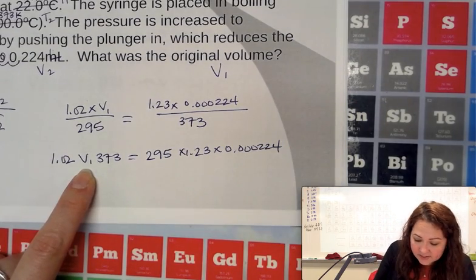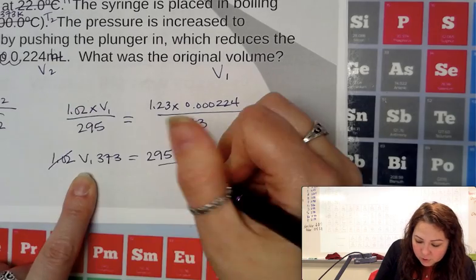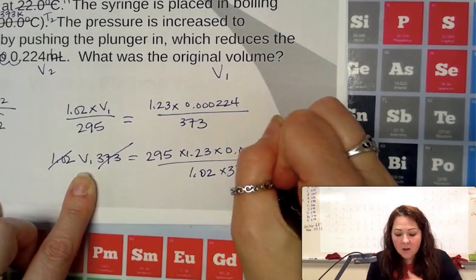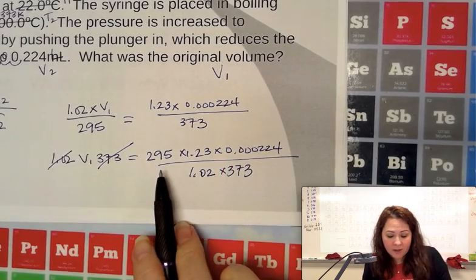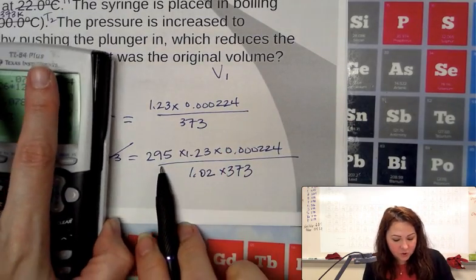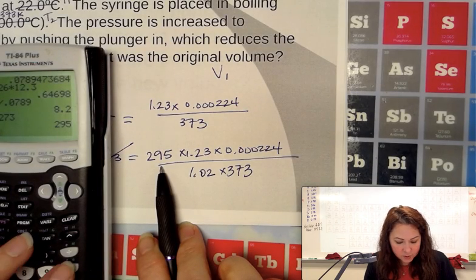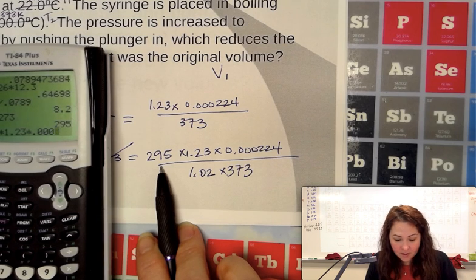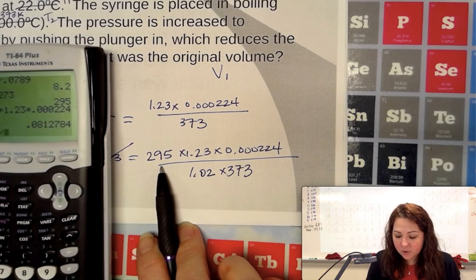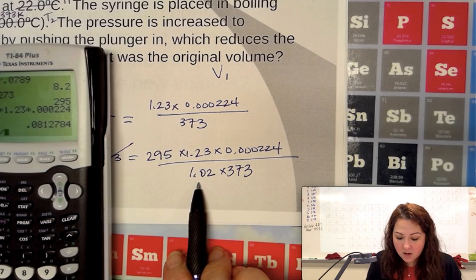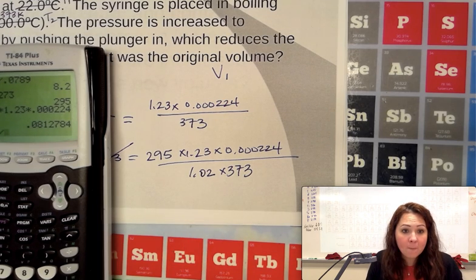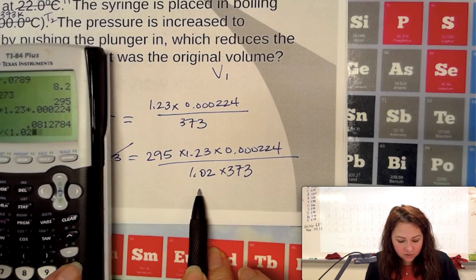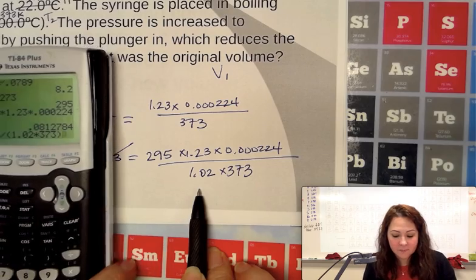I need to get V1 all by itself. To get V1 all by itself, I'm going to divide both sides by 1.02. I'm going to divide both sides by 373. So now I just need to get my calculator and do that math. You're going to take 295 times 1.23 times 0.000224 divided by, here I'm multiplying two numbers and they're both on the bottom of that problem, so I'm going to open parentheses, 1.02 times 373, and I'm going to close up those parentheses.